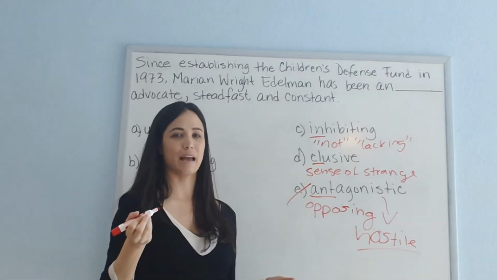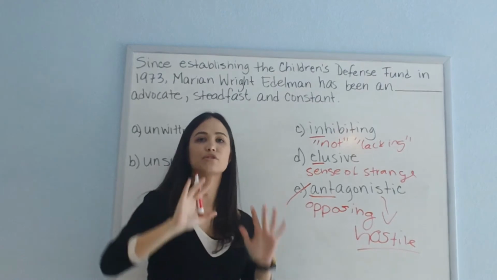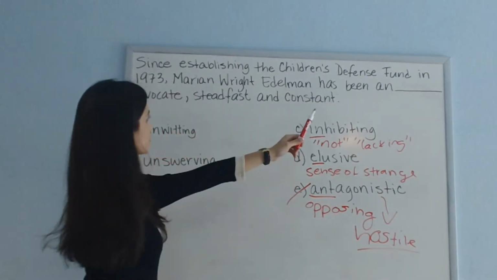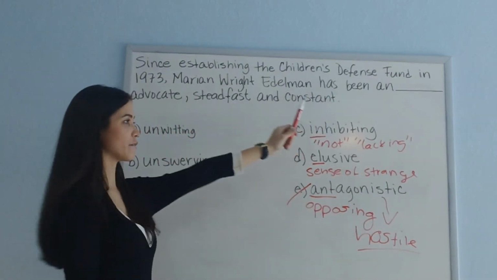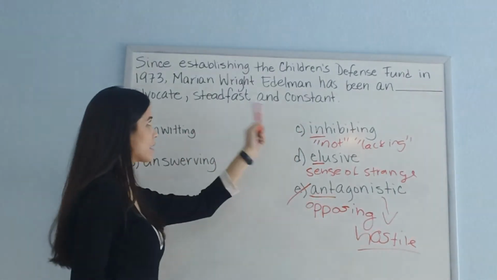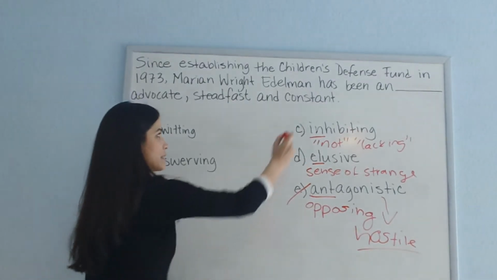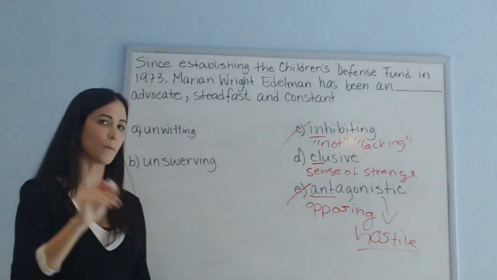Again, we have something with a negative connotation. The actual word inhibit means to restrain, to obstruct. If she was the kind of person who was a restraining advocate or an obstructing advocate, does that define steadfast and constant? No. So this one we can definitely say no.